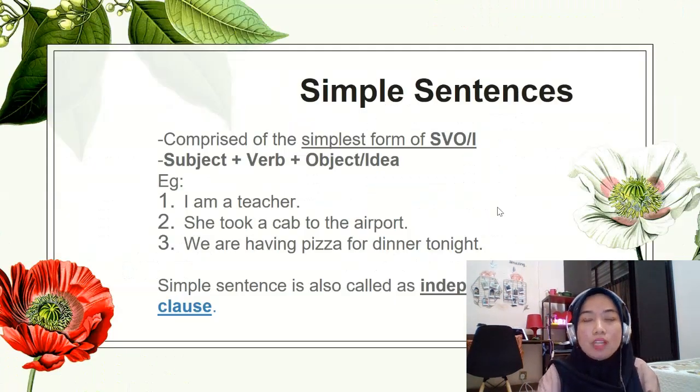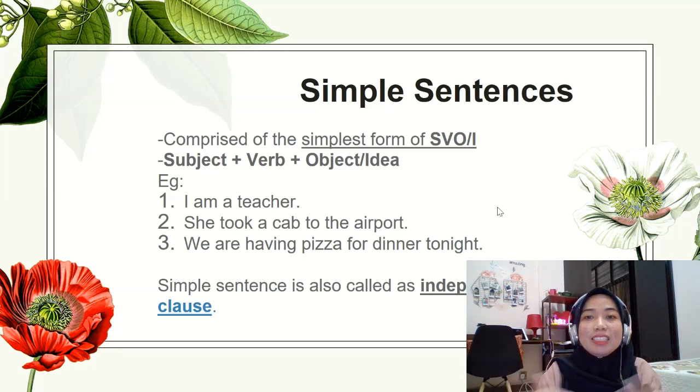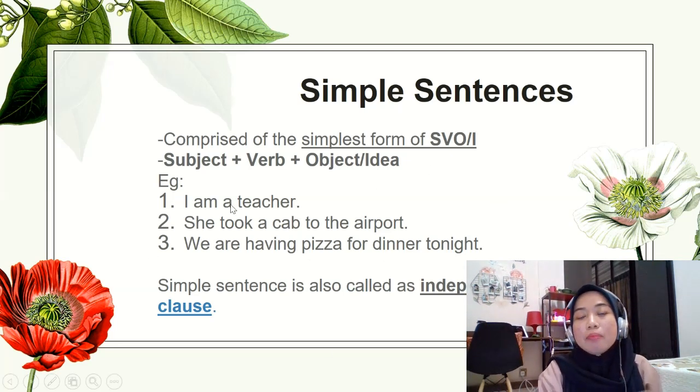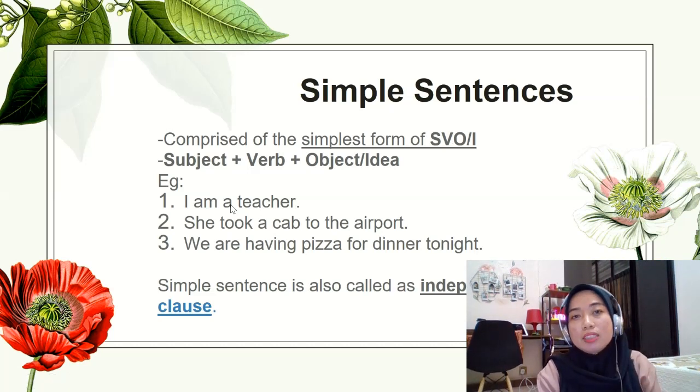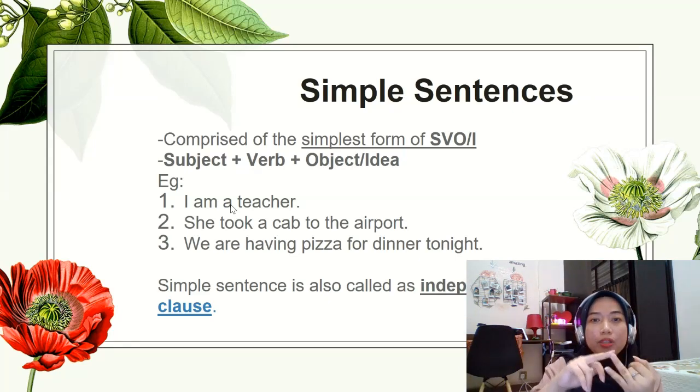All right? So let's just jump into the first type of sentence, which is simple sentences. Just now we learned that an English sentence comprises a subject, verb, object, or an idea. So basically, a simple sentence is that. A simple sentence is a sentence that is the most basic, which has a subject, a verb, and an object or an idea. So let's have a look at some examples of simple sentences. We have here, I am a teacher. Can you guys pause this video and try to break down these sentences into subject, verb, object, and idea?